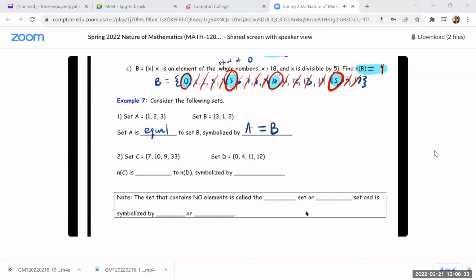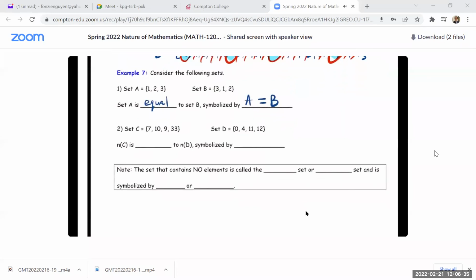Oh, okay. Got it. All right, let's look at this next one. What is the cardinal number for C?